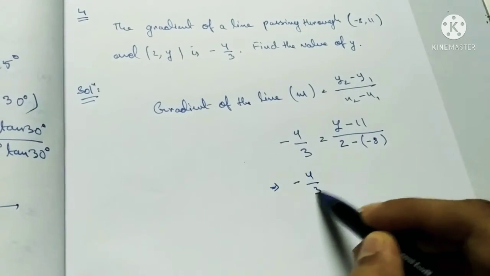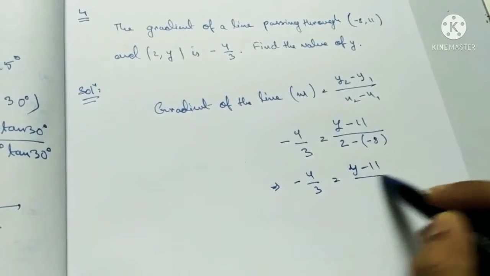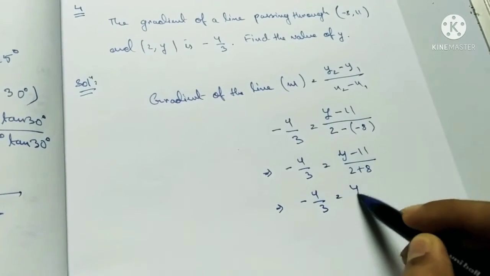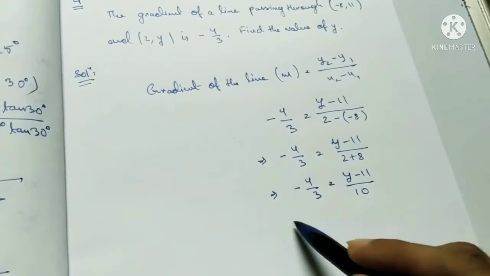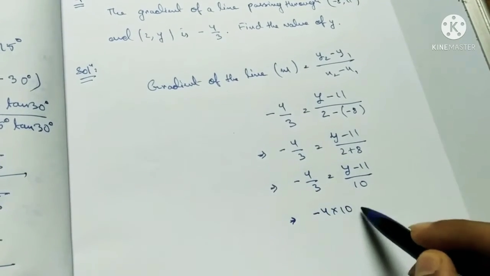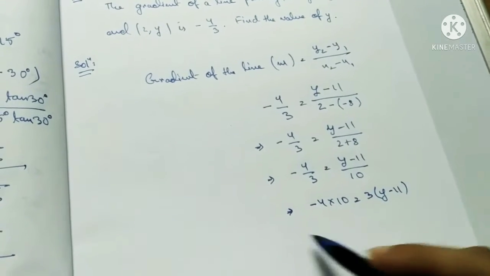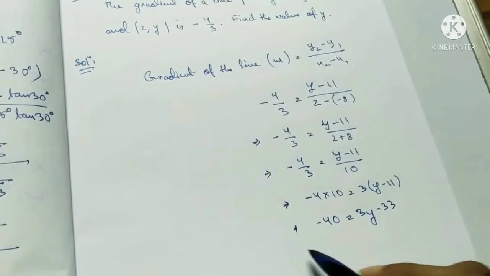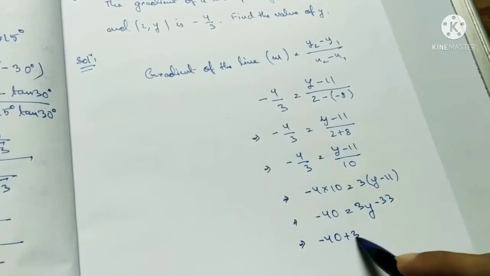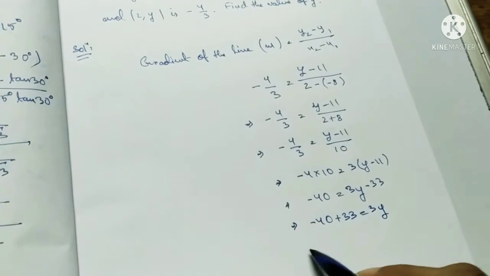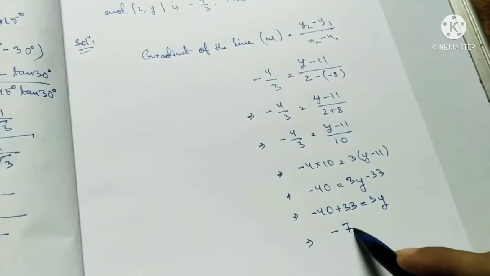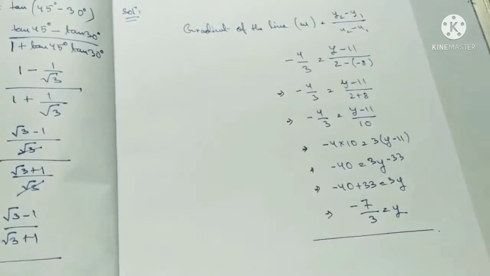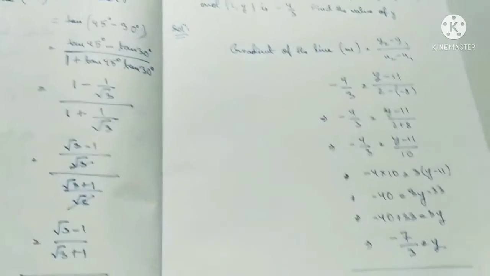So this is minus 4 by 3 is equal to (y minus 11) by 2 plus 8. Minus 4 by 3 is equal to (y minus 11) by 10. So this is minus 4 into 10 is equal to 3y minus 11. So this will be minus 40 is equal to 3y minus 33. Minus 40 plus 33 is equal to 3y. So this is your minus 7 by 3 is equal to y. This is the answer.